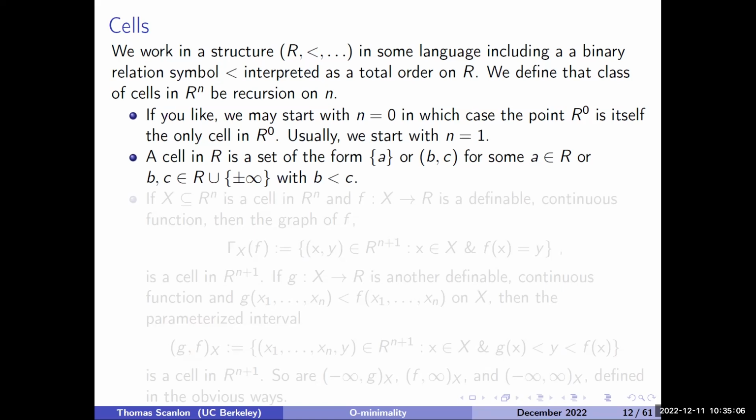In some applications, with a more complicated kind of structure than the real numbers, it is important that the endpoints really need to belong to R. So you can't do a cell decomposition of the rationals by taking irrational numbers.